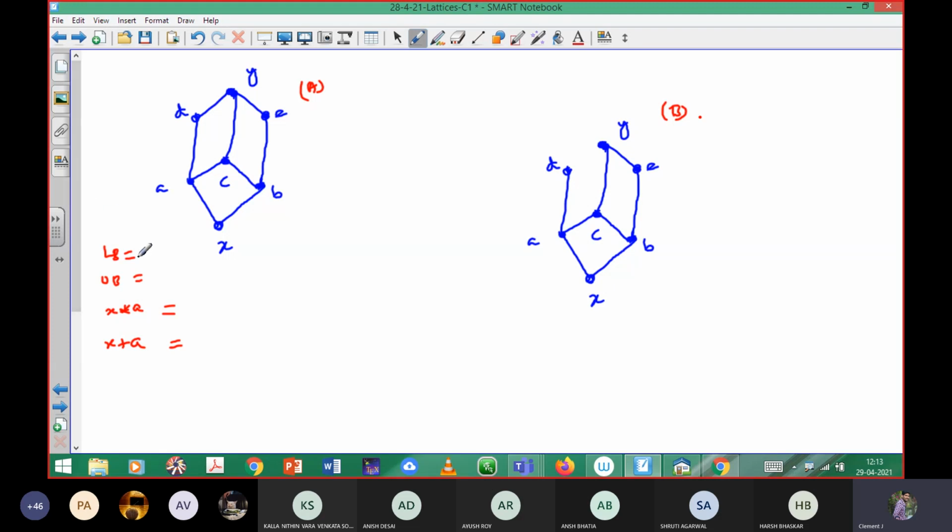Okay, first, what is the LB of x and a? X. Very good, X, only X. Okay, what is the UB of x and a? Y. What is the upper bound? I'm just asking upper bound. C, D, Y, E.